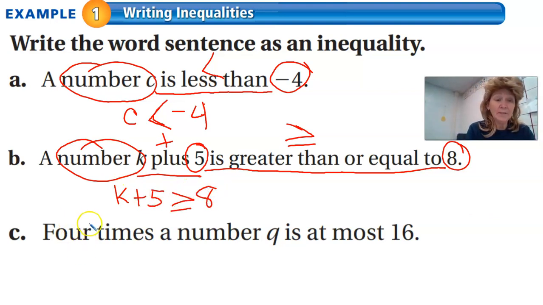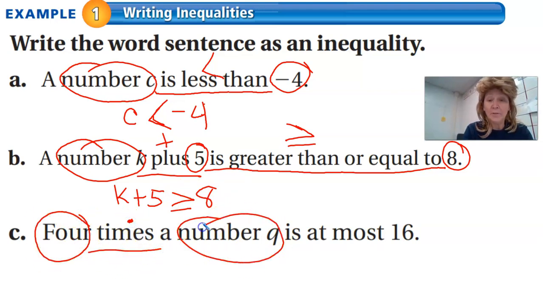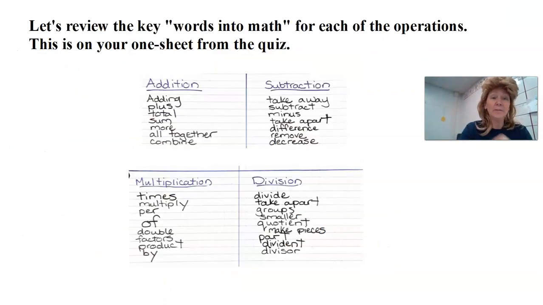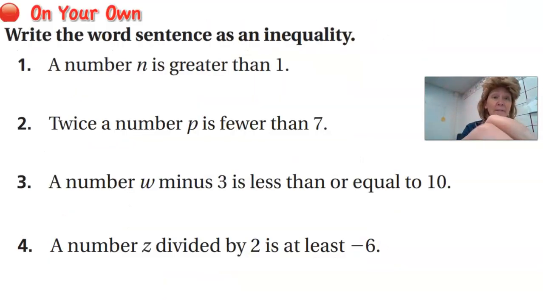And then the last one is 4 times a number Q is at most 16. So I'm going to write 4Q is at most. Let's see. I wonder if that's a minimum or maximum, right? I can look at my list and I go, oh, that's a maximum. So I know I'm going to be writing it this way, is at most 16. Okay, so now there's some of the keywords of words into math. And then we've got some OYOs. So you go ahead and pause the video and try these on your own.